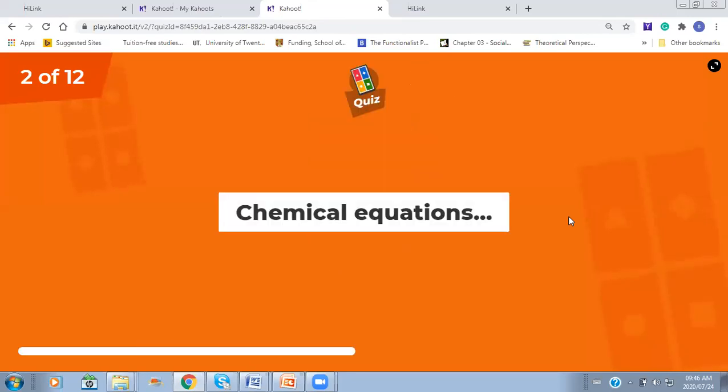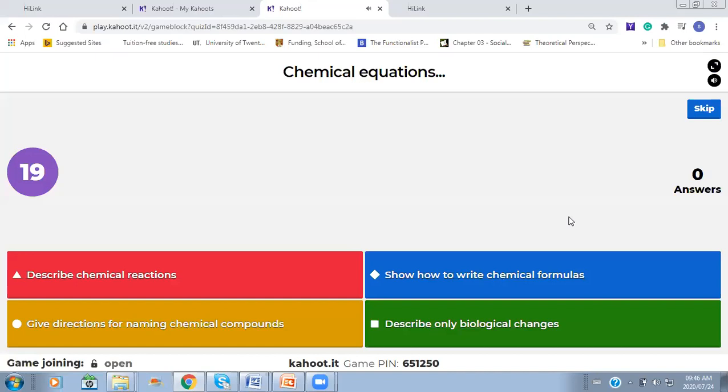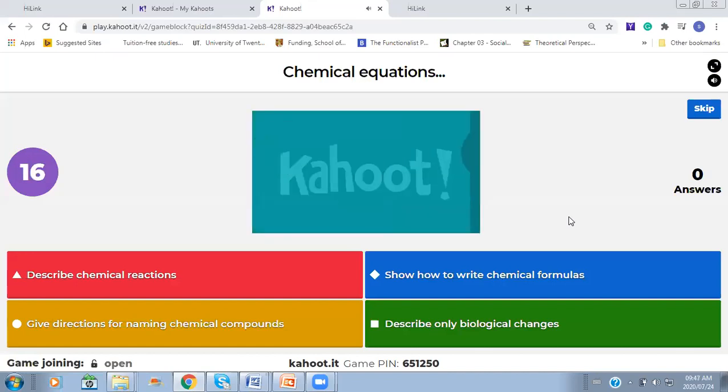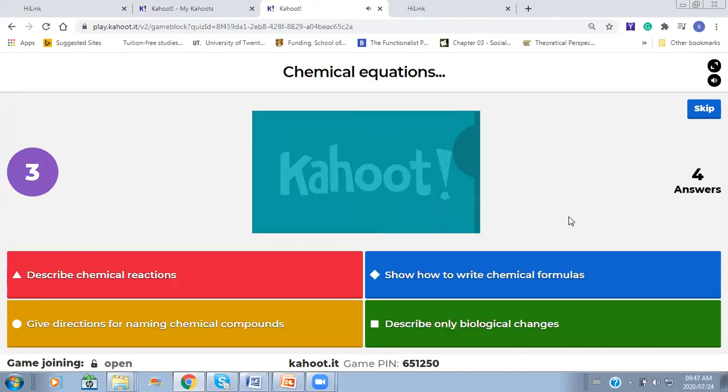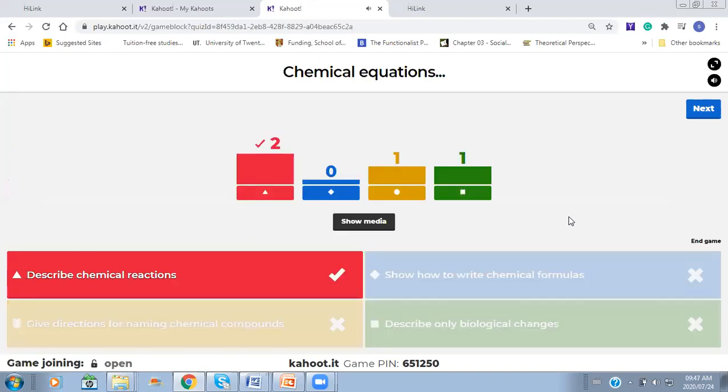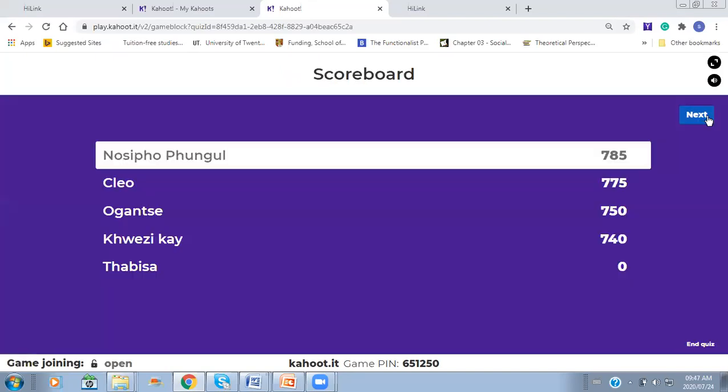Two, chemical equations. Perfect. Two people got this one right, and two people missed it. Okay, so let's go and see. Yes, Cleo and Nongase. Cleo answered first. All right, so let's go to the next.